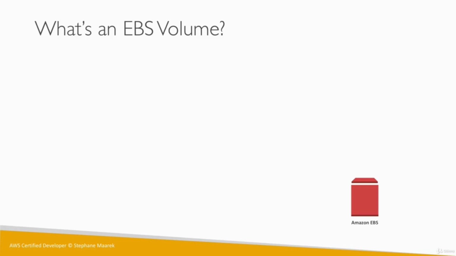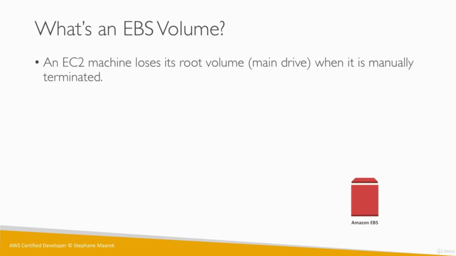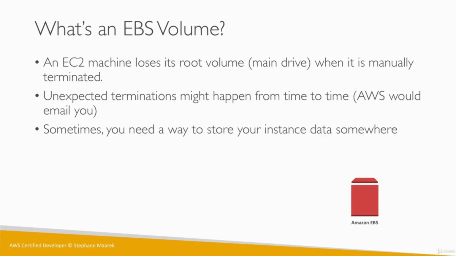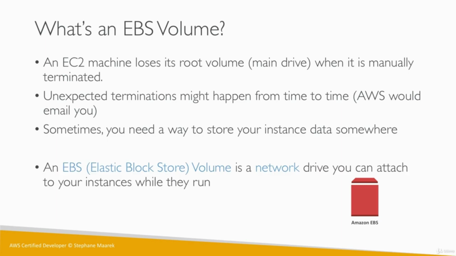Okay, we are getting into EBS volumes. So we've seen that when we terminate our EC2 machines, they basically lose their root volume. And it happens that sometimes AWS will email you and say, we have to terminate your instance because of a hardware fault or whatever. And so basically when these things happen, you will lose your root volume, and this is not good, right? So sometimes you need a way to store your instance data somewhere safe on an external drive so that even if your EC2 instance is terminated, well, your EBS volume lives on. And so that's the idea behind using EBS volumes.